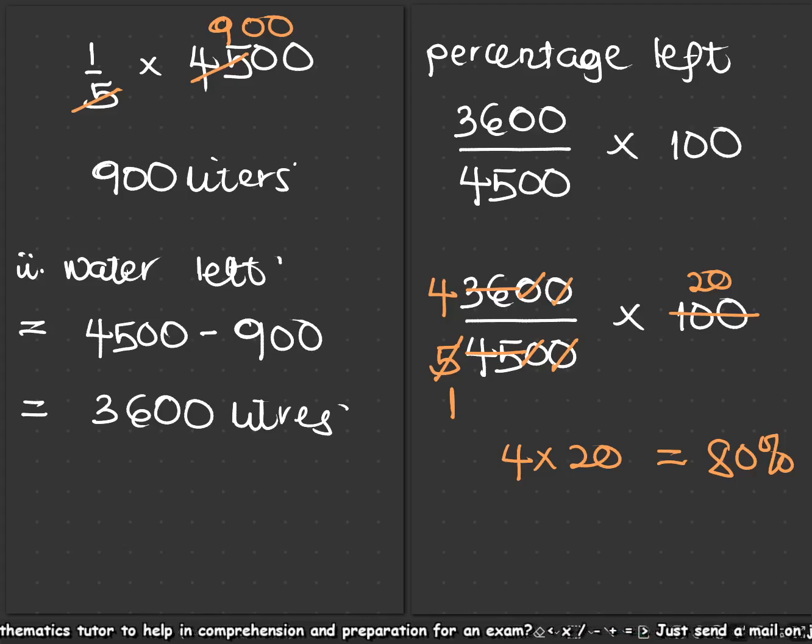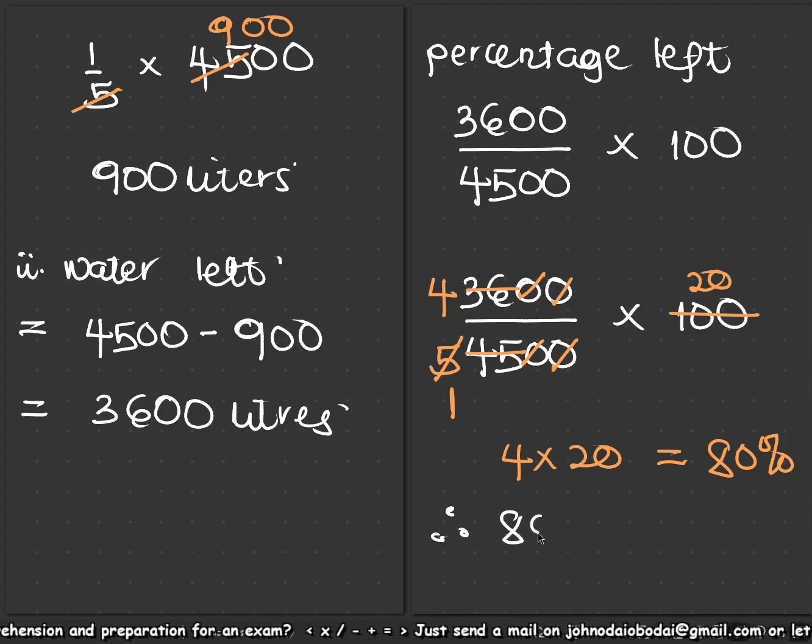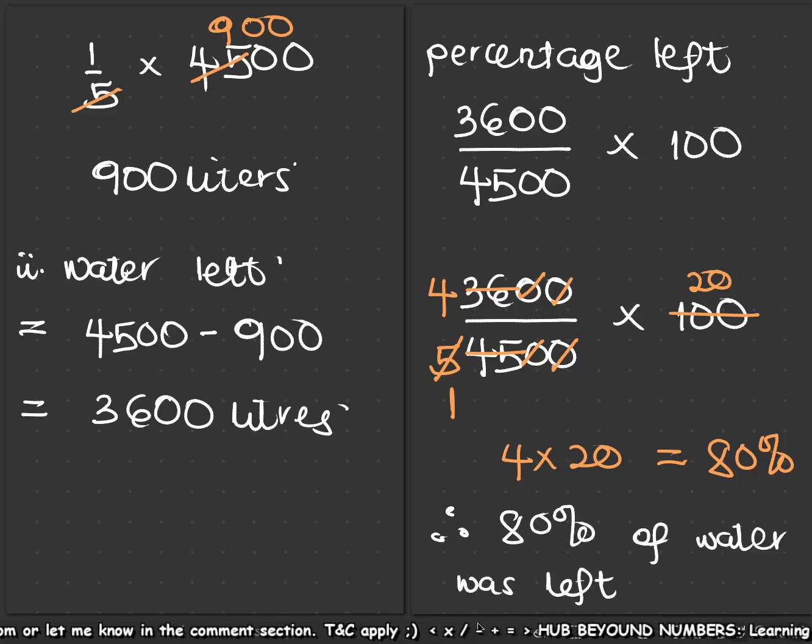So we can say that therefore 80% of the water is what we have left. Right? So 80% of the water is what we have left. And it's very, very simple, as you see. Okay. So this is question number 3b of the 2025 BECE.